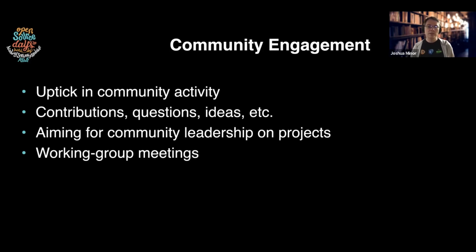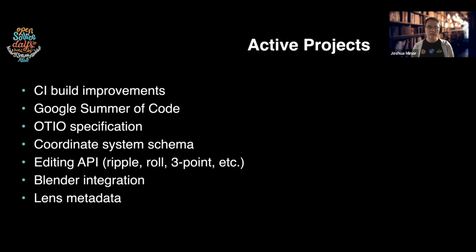So what we're trying to do is shift to some more community leadership on specific projects, and set up some more working group meetings and help facilitate people working on things. So the recent image sequence support project, I think, was a great example of that, where folks from a couple different companies were able to cooperate with each other and build an improvement to OTIO without our core team needing to do a lot of that work, and inviting new people into the project as well.